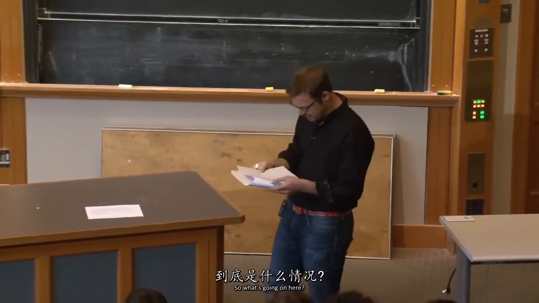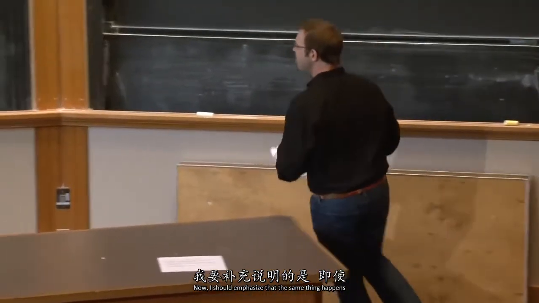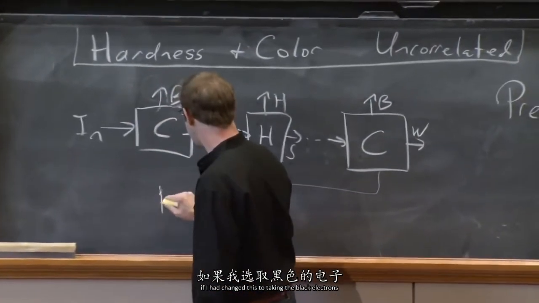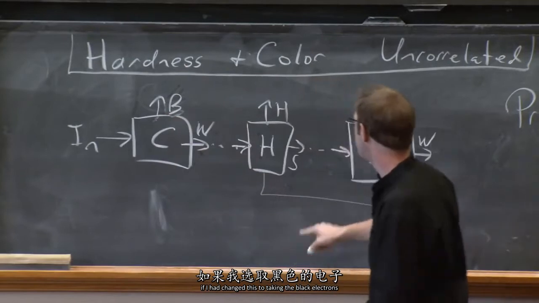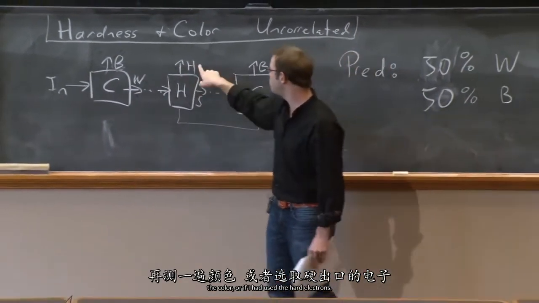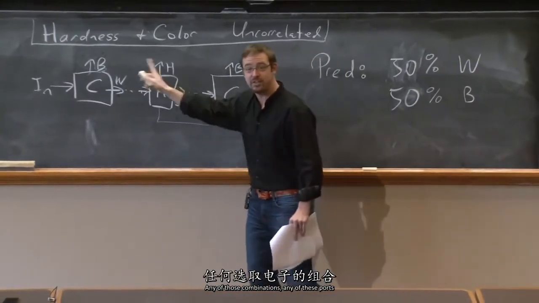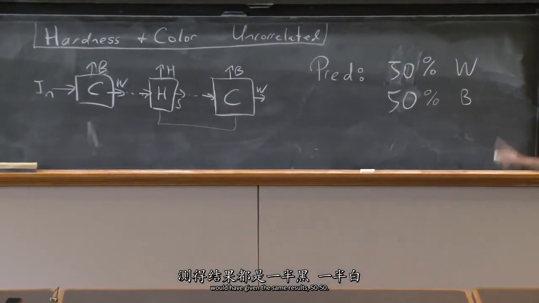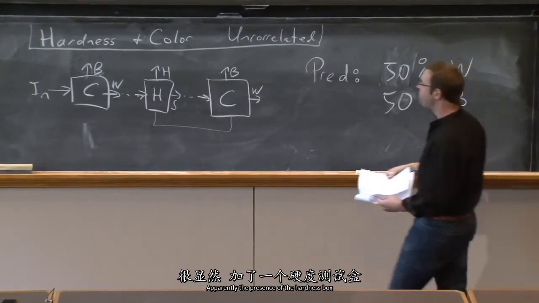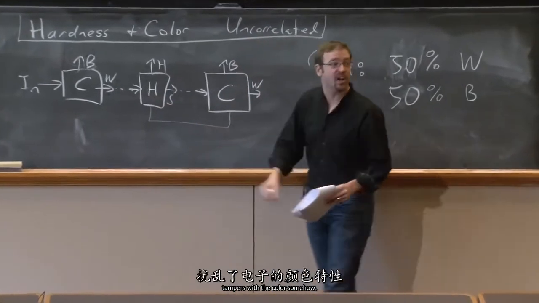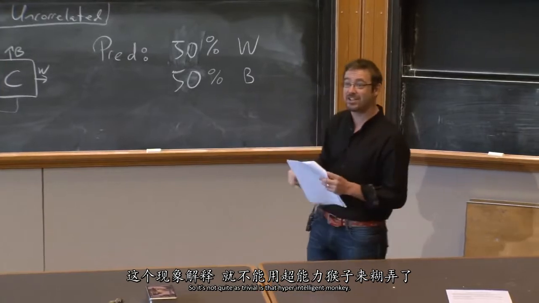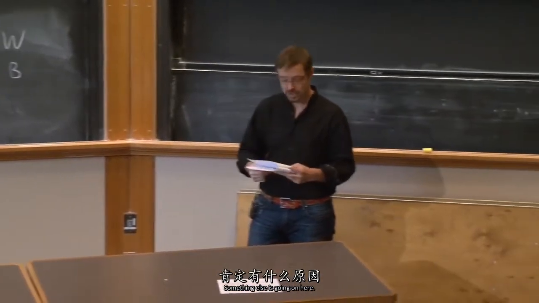So what's going on here? Now, I should emphasize that the same thing happens if I had changed this to taking the black electrons and throwing in a hardness and picking soft and then measuring the color, or if I had used the hard electrons. Any of those combinations, any of these ports would have given the same results, 50-50. It is not persistent in this sense. Apparently, the presence of the hardness box tampers with the color somehow. So it's not quite as trivial as that hyper-intelligent monkey, right? Something else is going on in here.